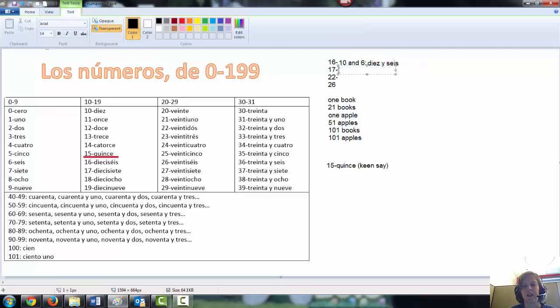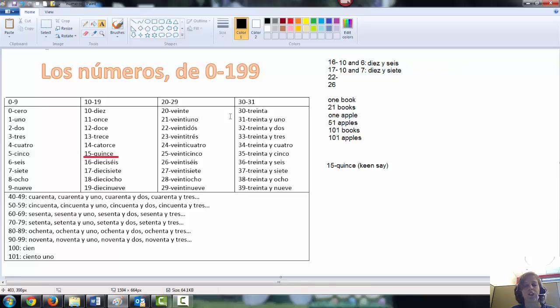You would do the same thing for 17. It would be 10 and 7, which if you look over here again, 10 is diez, so I would write diez. And is y, diez y siete, and then 7 is siete. Okay? Now, however, you'll notice in my chart that I do not have the numbers written this way. This is an older way of writing them.